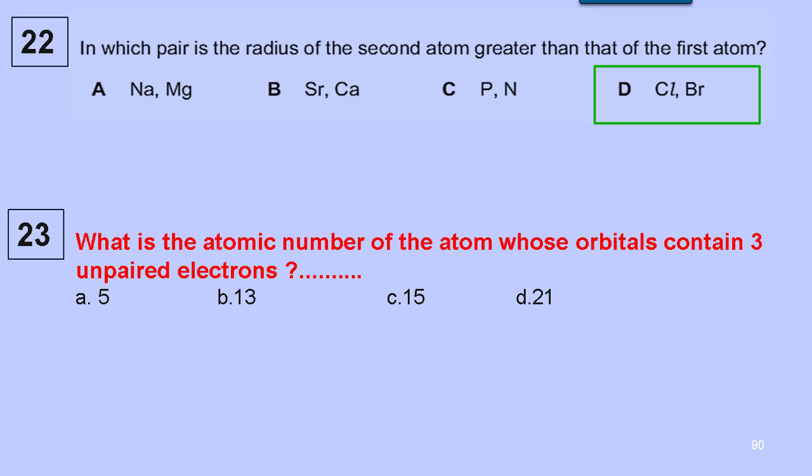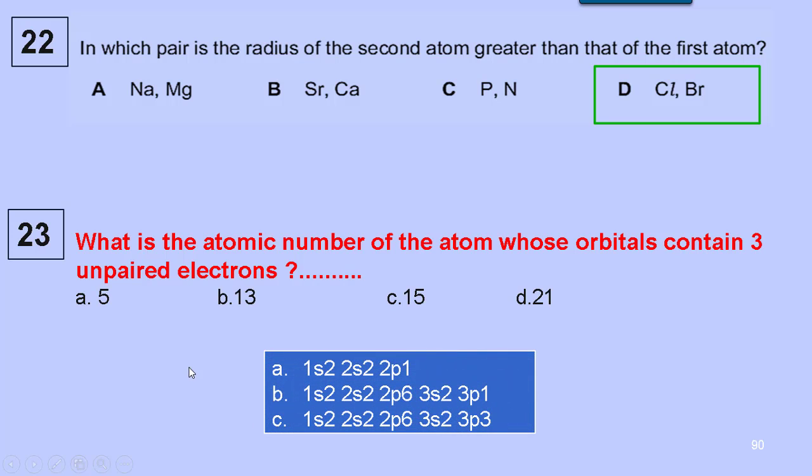What is the atomic number of the atom whose orbitals contain 3 unpaired electrons? Let's try the 4 choices to know the correct one. Starting with the first choice, the electronic configuration will be 1s2, 2s2, 2p1. So we have here 1 unpaired electron. The same idea for the second choice. We have here the last sublevel contain also 1 unpaired electron. In case of 15, we have here 3p3, 3 unpaired electrons. So the correct choice will be C.